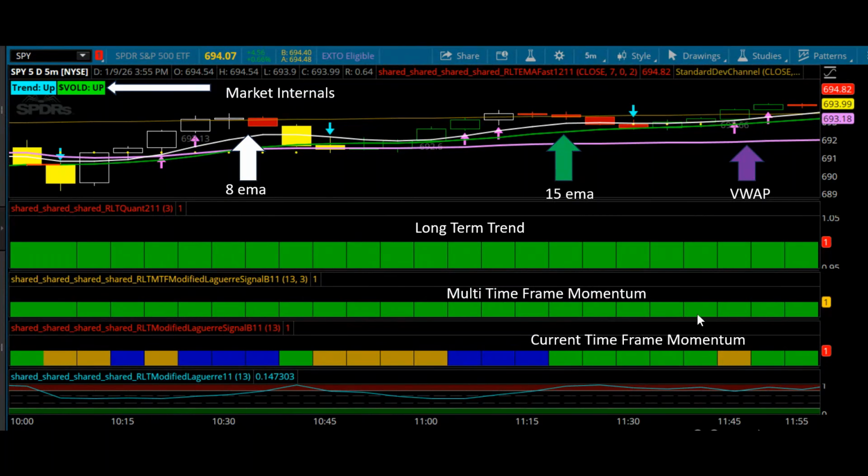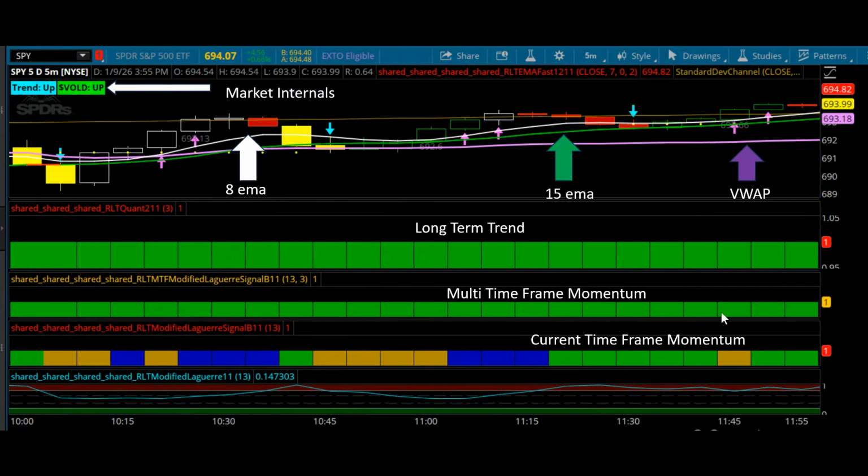Now, the second one up here is called multi-time frame momentum. This is typically what we use for swing trades. When you're looking at a daily chart, you would be looking at the multi-time frame momentum and the current time frame momentum, and both of those need to be bullish or bearish. They don't have to be the same color, but they both need to be bullish or bearish. On a 5-minute chart, this is representing 5 minutes, 15 minutes, and 45. It's looking across those three time frames. On a daily chart, it's looking across 1 day, 3 day, and 9 day, right?